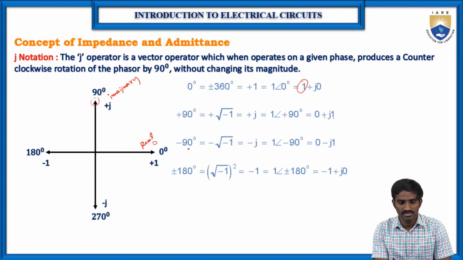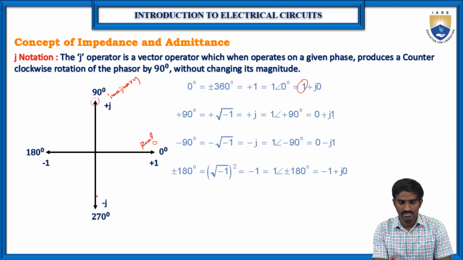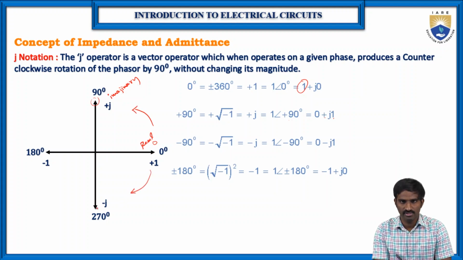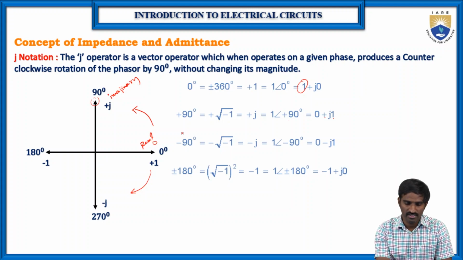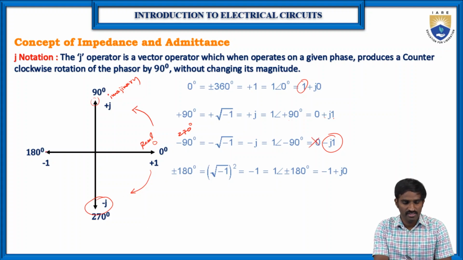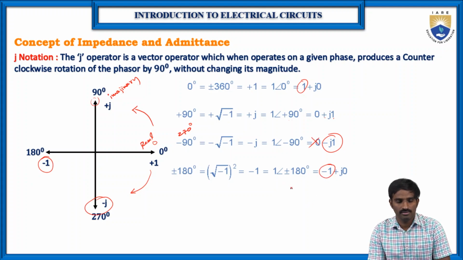Then coming to minus 90 degrees, which is the same as 270 degrees. If you go one way it is plus 90, and if you go the opposite way it is minus 90 degrees. Both are the same. Minus 90 means the imaginary part is negative and there is no real part. Then for plus or minus 180, there is only the negative real part and no imaginary part, so it is minus 1 plus j0. This is how the j notation works.